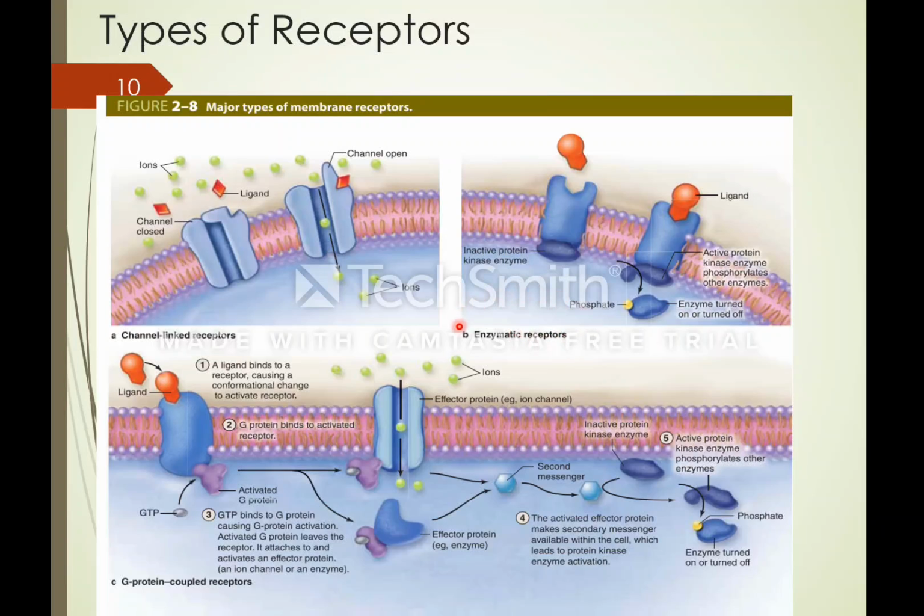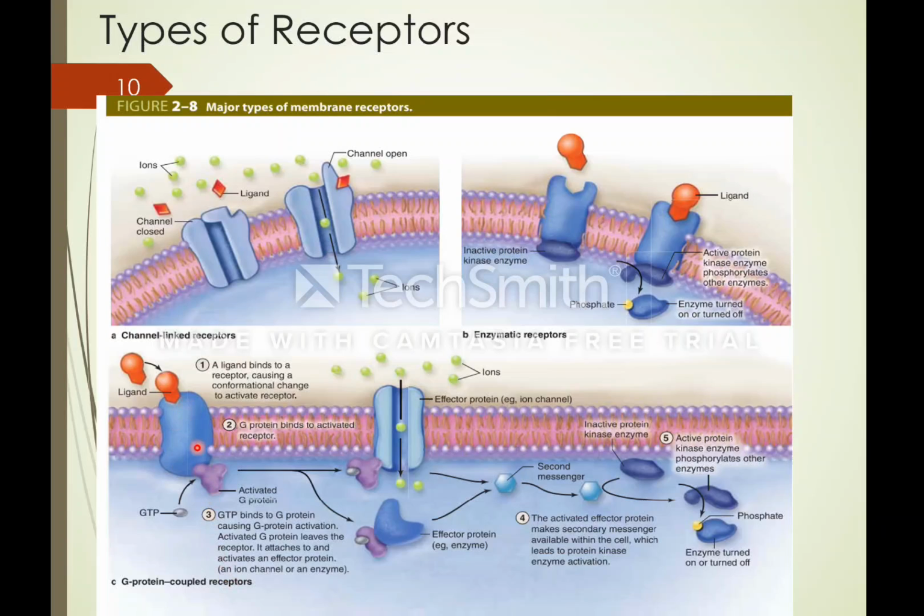Another type is the enzymatic receptors, which are activated by an enzyme. If the ligand doesn't join to its receptor, then the protein kinase enzyme is not activated. When the ligand joins to its receptor, this protein kinase is activated. It means it is phosphorylated, and finally this activated enzyme turns off or turns on other molecules. But the most common receptors in the cell are G protein coupled receptors.